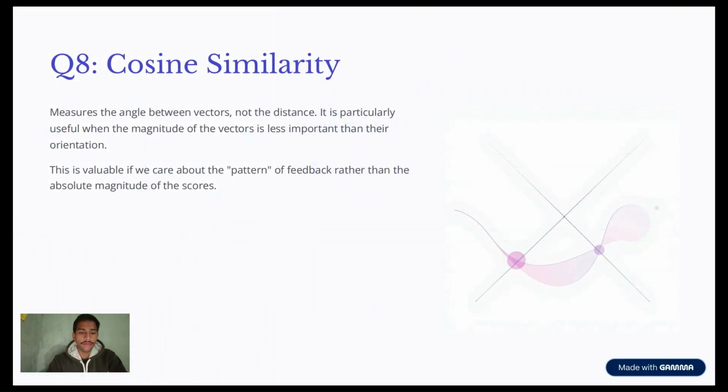Next, cosine similarity. Finally, we considered cosine similarity. Unlike the previous methods that measured distance or magnitude, cosine similarity measures the angle between the vectors. This is particularly useful if we care about the pattern or ratios of the feedback. Example, is the student consistently positive rather than the absolute number?